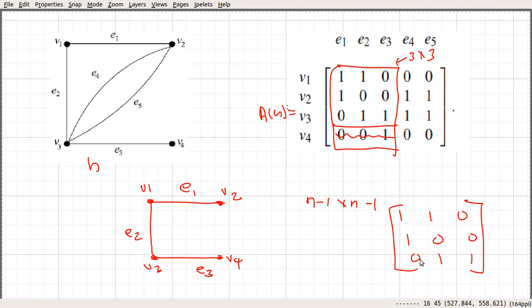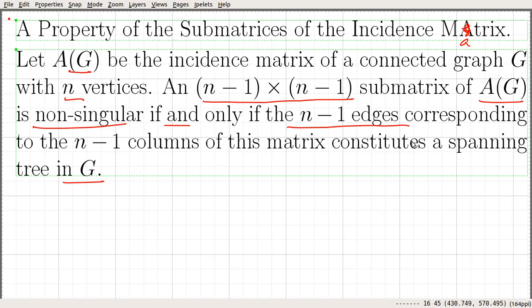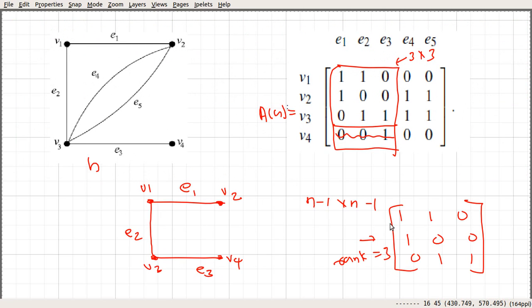It is not possible to write any of these rows as a linear combination of the others. Or you can do Gaussian elimination and verify that the rank of this matrix is equal to 3. So it has full rank. So this statement holds for this spanning tree. If we start with a spanning tree and consider the submatrix corresponding to that spanning tree of order n minus 1 by n minus 1, then that matrix will be a non-singular matrix.